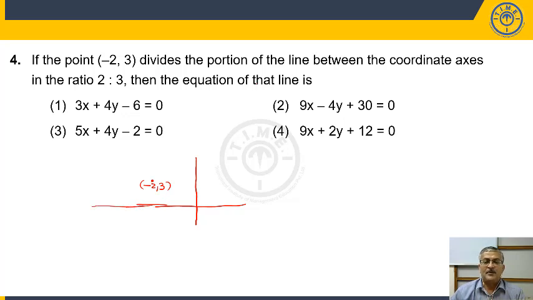Now, it divides the portion of the line between the coordinate axes. Between the coordinate axes ante entandi x-axis and y-axis. So, the line can be in this form. So, this is the line.